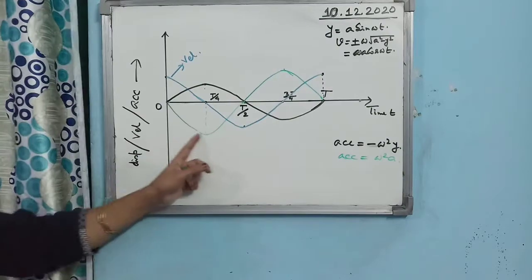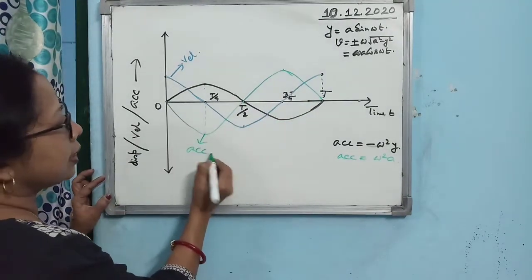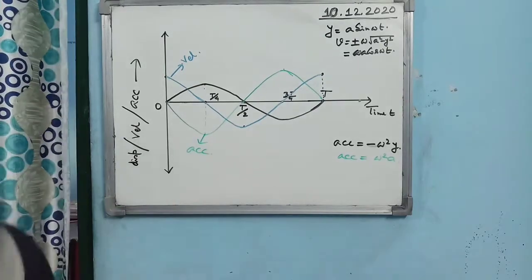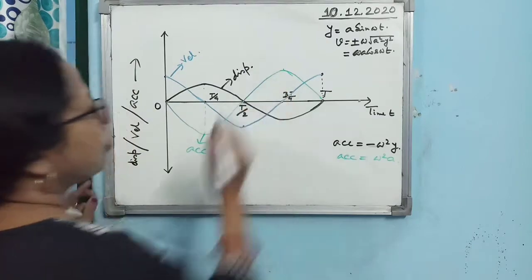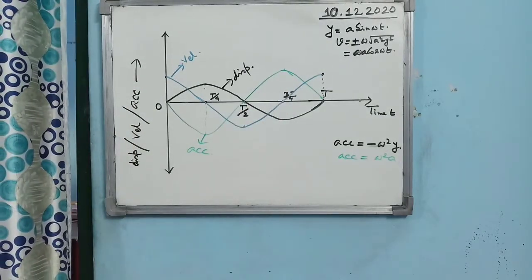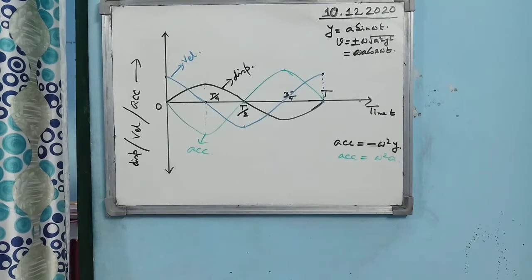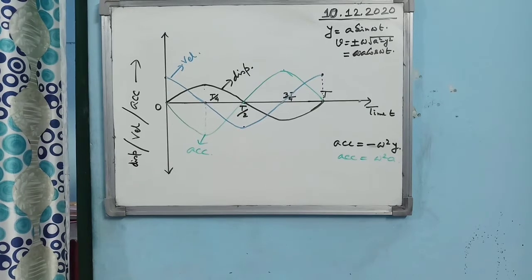So you see, this is the acceleration graph. This is for acceleration and this one is for displacement. Alright, everyone should learn and practice this graph. This is important for your exam. I repeat, this graph is important for your exam. So please learn and practice the graph for velocity, displacement and acceleration, that too choosing the same axis.